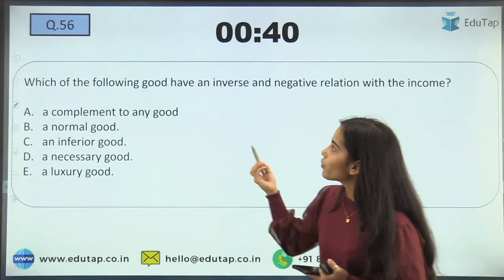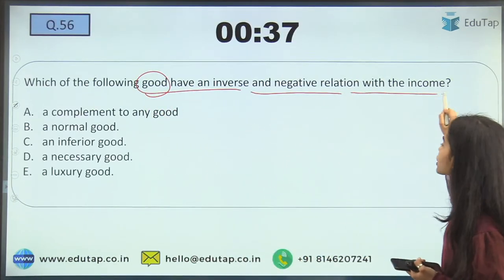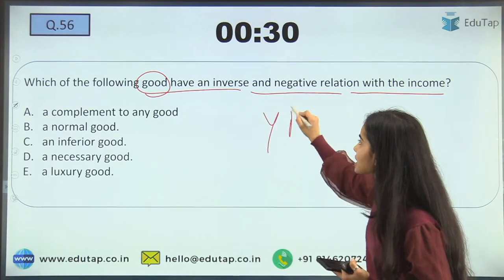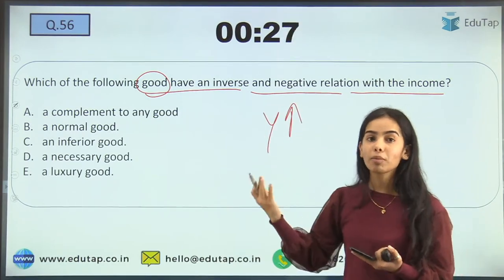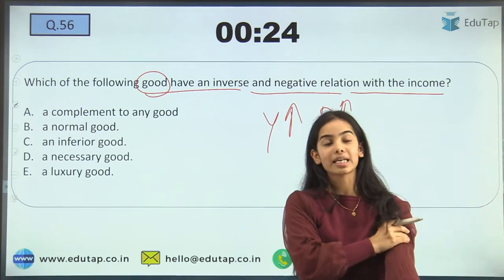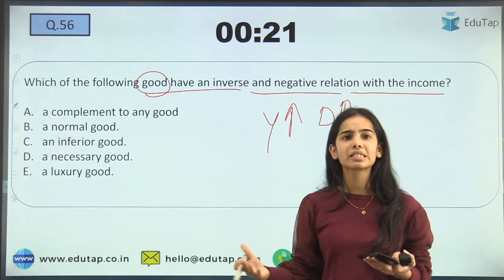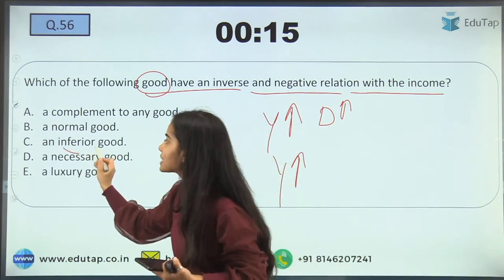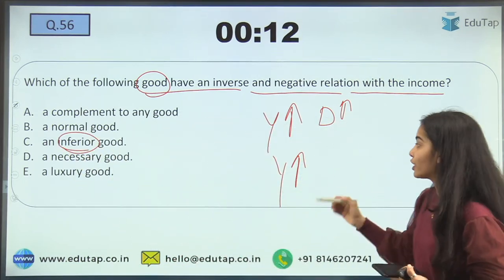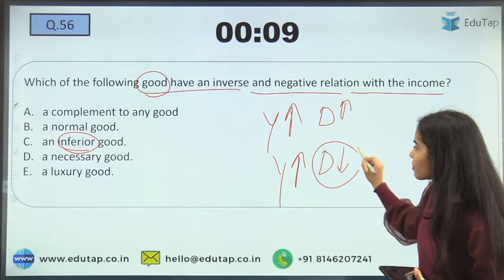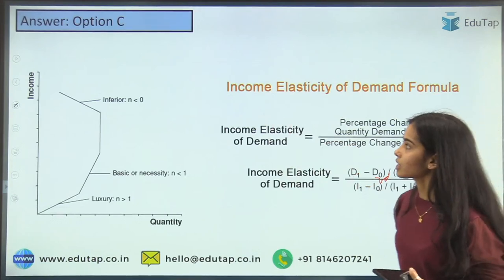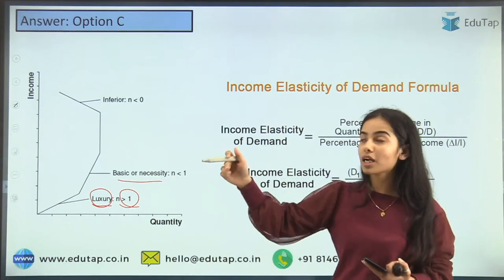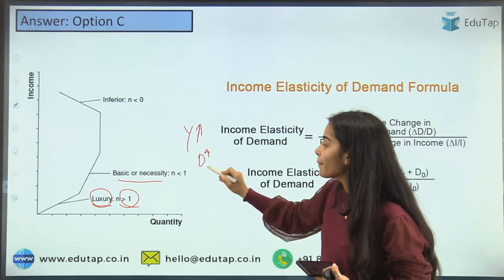And next question is, which of the following goods have an inverse and negative relation with income? Inverse and negative relation with income means that when your income is increasing, the demand for that product decreases. The demand for normal goods increases. That is, when you are earning more, you will buy more pizzas, you will buy more cars and all. But when your income is increasing, you will buy less of the inferior good, because that is deteriorating to your standards, you can say. So you will buy less of it if it is an inferior good. Next, for luxury goods, you will buy more. For basic or necessity goods, when your income increases, you will buy more, but not that much.